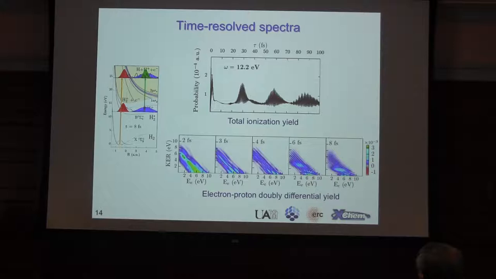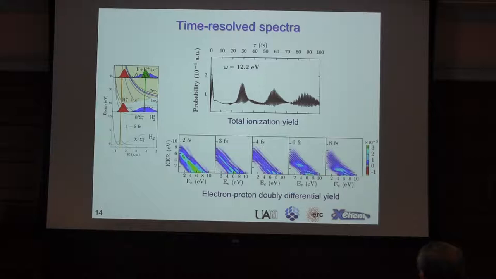As you can see here, this is a very complicated pattern. We see that as a function of the time delay, there are more and more structures appearing. They look like interferences. They are interferences, as I anticipated before. And what we would like to do is to understand the origin of this and where the intrinsic molecular dynamics is hidden in this spectrum.